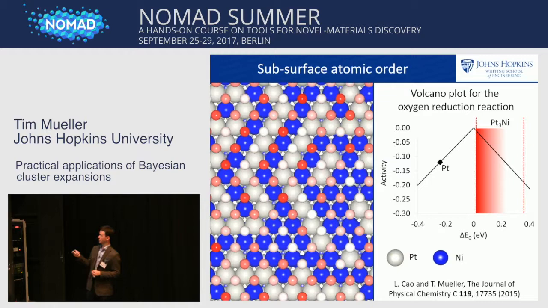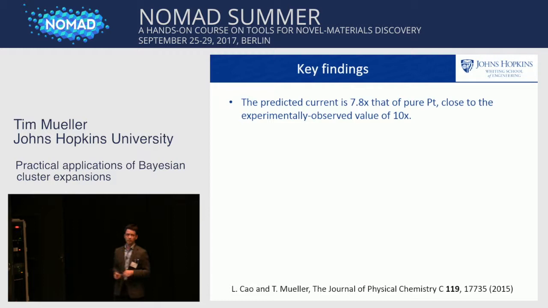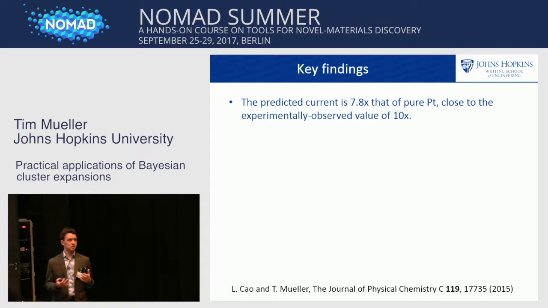So if you really want to calculate the activity of the surface, you need to consider all of these different sites, each of which has its own activity, and average the current you get from all of those sites. When you do that, you figure out that the predicted current is about 7.8 times that of what pure Pt would be, which is in pretty good agreement with the experimental observation that it's 10 times what pure Pt is.